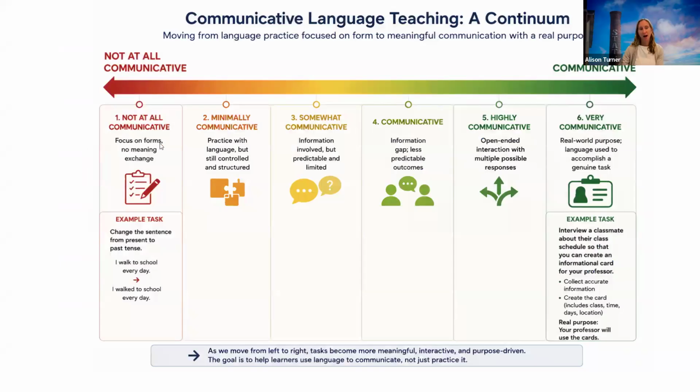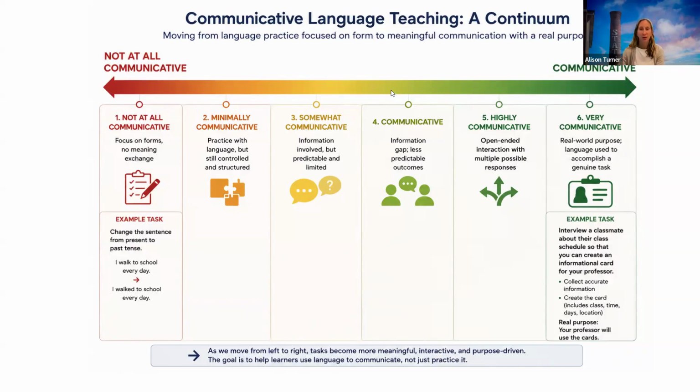We're trying to move from not at all communicative, those terrible tasks that do not help students acquire language, to very communicative with a real world purpose. Language is used to accomplish a genuine task, right? And sometimes we might fall somewhat in between here, and that's okay. That's good. We don't need everything to be number 6, but maybe 4 or 5 or 6 would be nice. Throwing in maybe a number 3 from time to time, where it's predictable but limited, and then trying to stay on this end of the continuum.